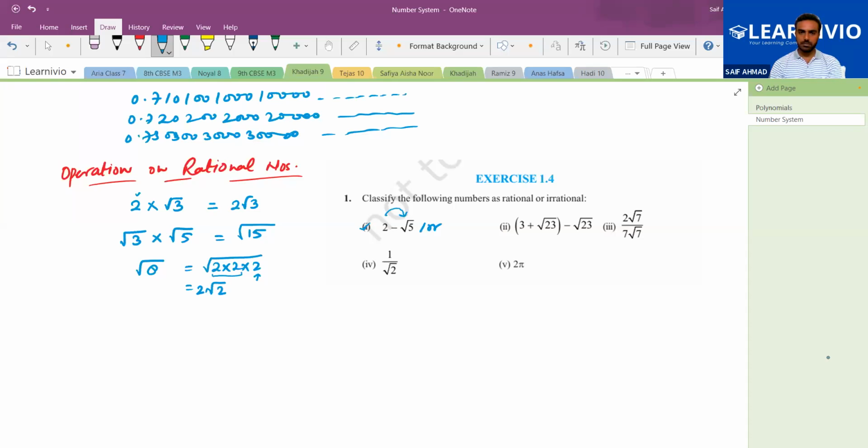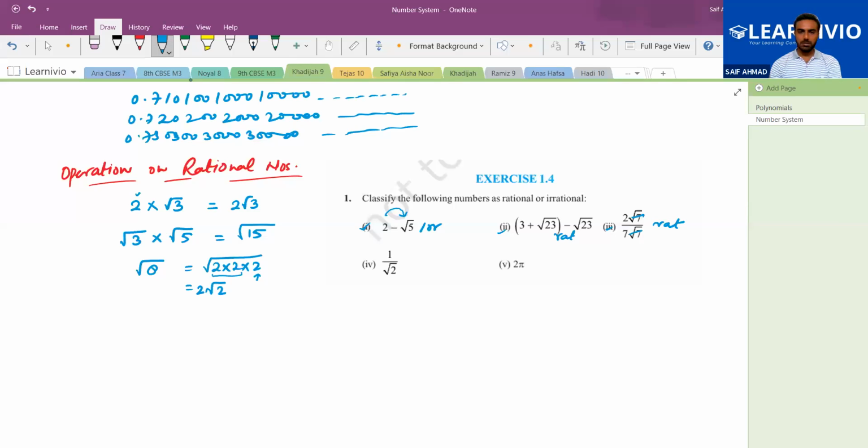And this one, the second one. Irrational? Because root 23 minus root 23 will be cancelled out, it is rational. Okay, and the third one? Root 7 and root 7 will be cancelled out, it is also rational. Okay.